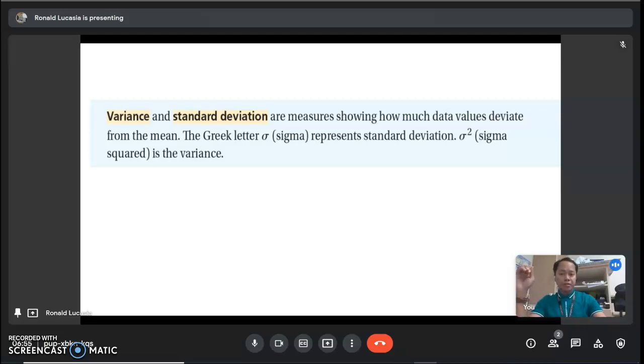Those are measures of variation. So when you say measures of variation, it describes how the data are being spread out. So variance and standard deviation are measures showing how much data values deviate from the mean. The Greek letter sigma represents standard deviation and sigma squared is the variance.